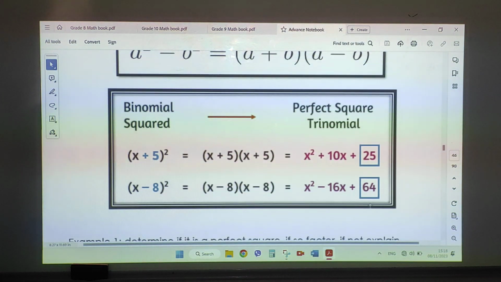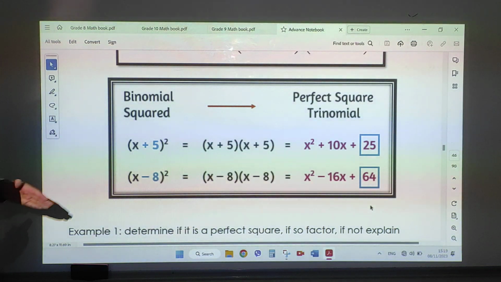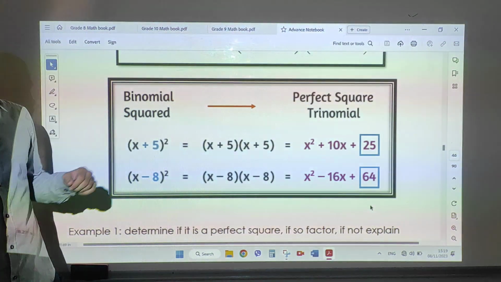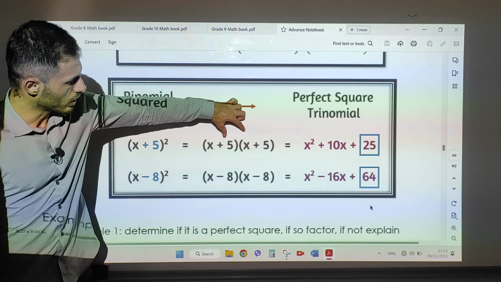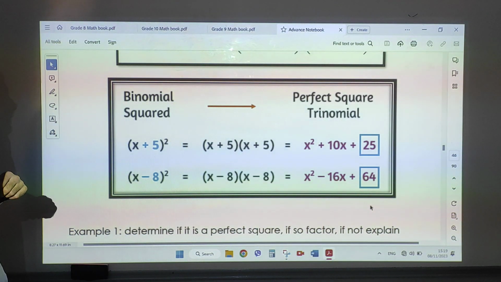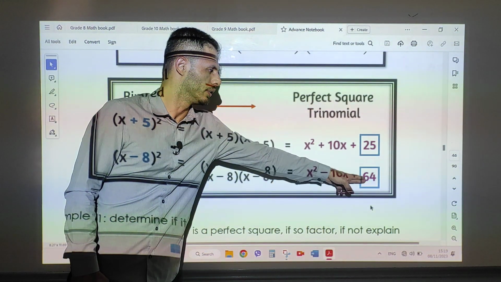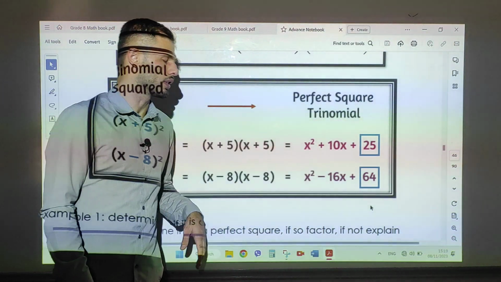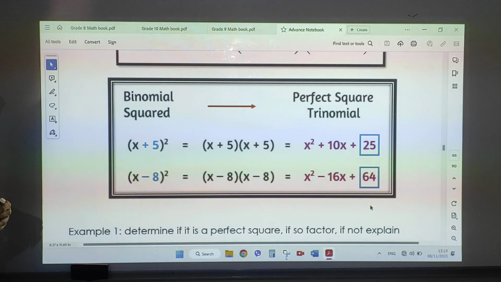An example about the perfect square trinomial, like this one. X plus 5 to the power of 2 means x plus 5 multiply x plus 5. We do multiplications as we did before in the other lessons. We do this multiplication, we will get x power 2 plus 10x plus 25. If you see the ends, they are perfect: 25, 64, 25 is from 5, 64 is from 8, and you see they are perfect. The beginning and the ending are perfect, and three terms, perfect square trinomial.